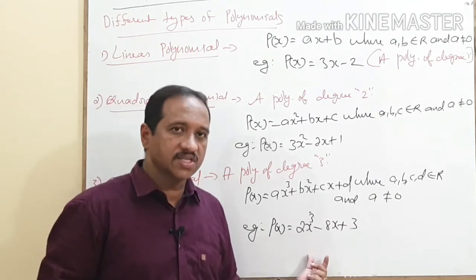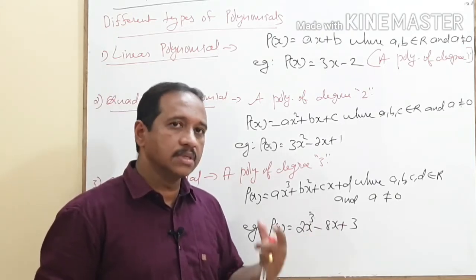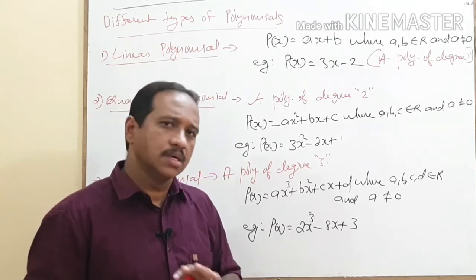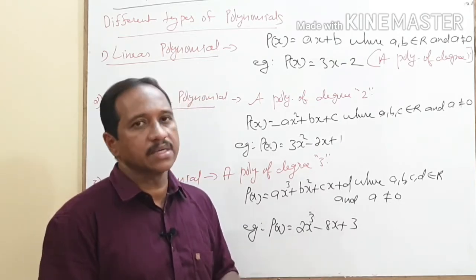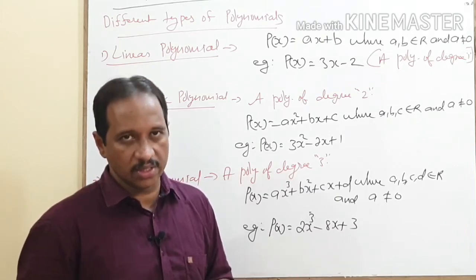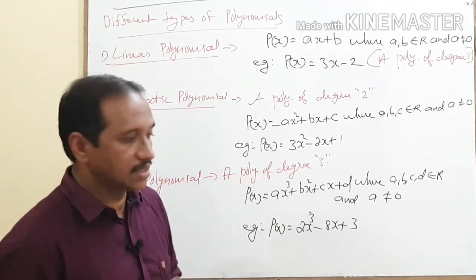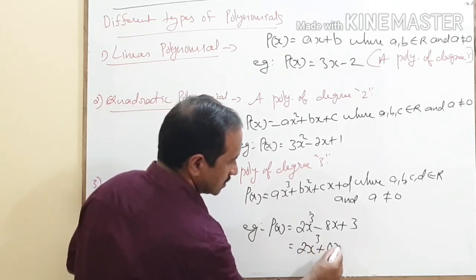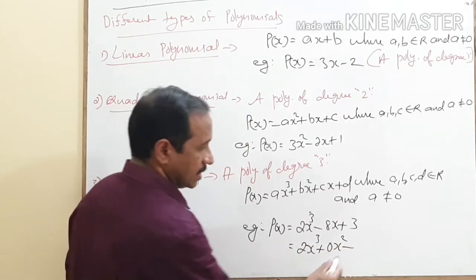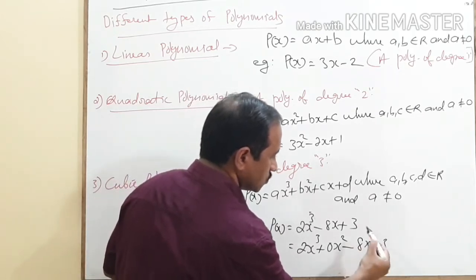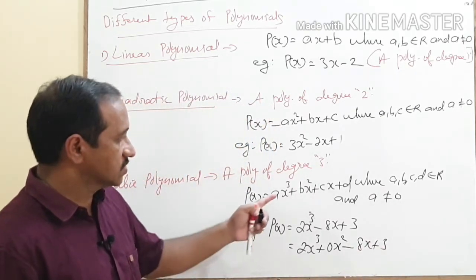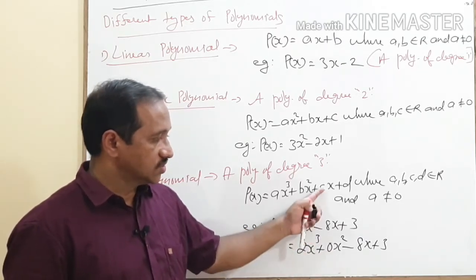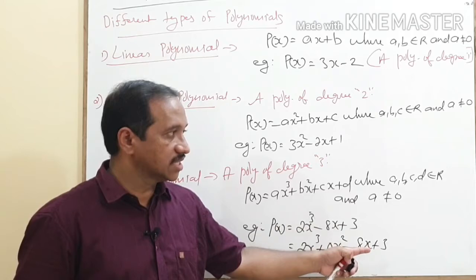Generally, after the 2x cube term, the next term is possibly the x square term, but here it is missing. Doesn't matter. That term can be considered as a 0x square. That means if you want to write it in the standard form, you can write it as 2x cube plus 0x square minus 8x plus 3. And now comparing with the standard form, a is equal to 2, b is equal to 0, c is equal to minus 8 and d is equal to 3.